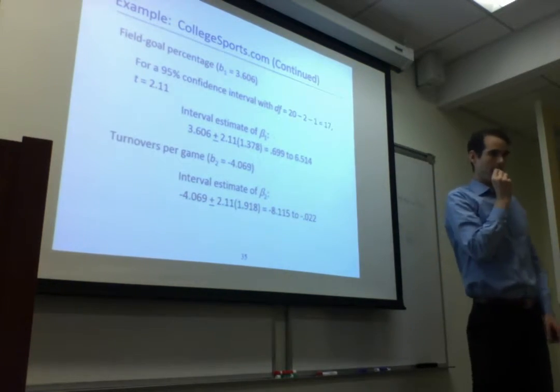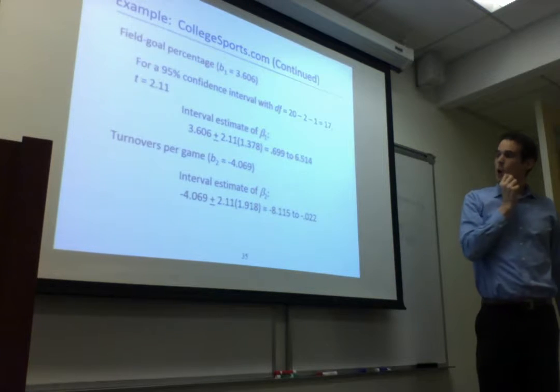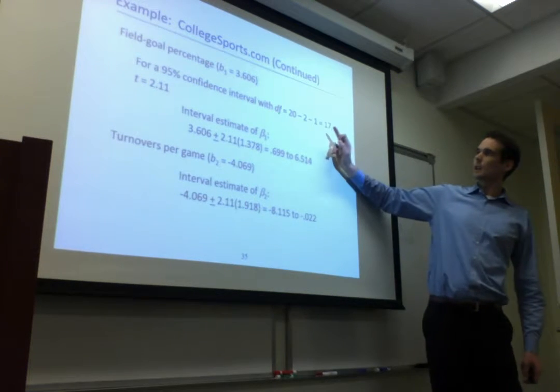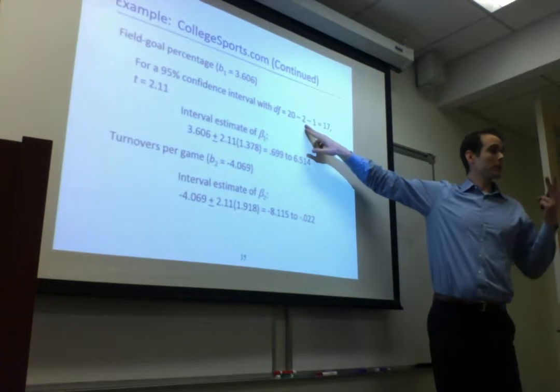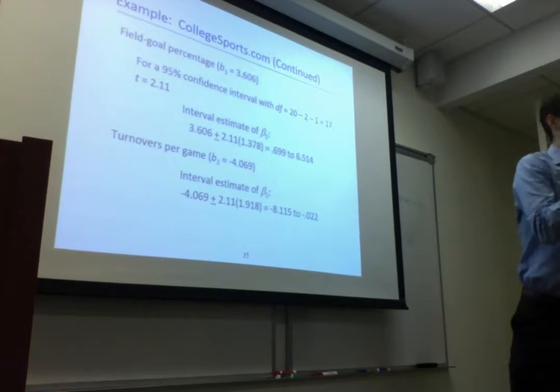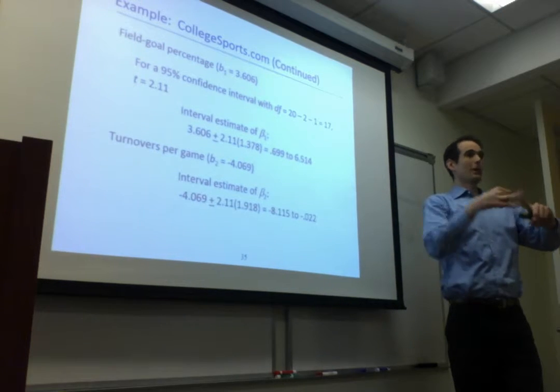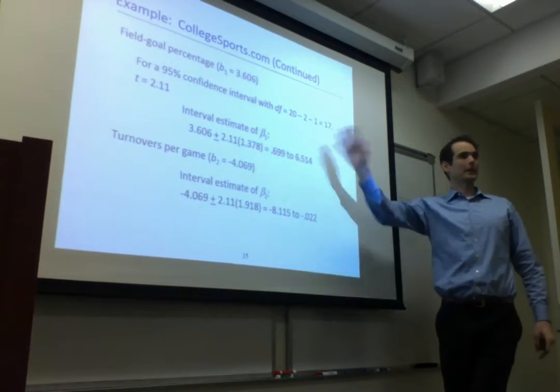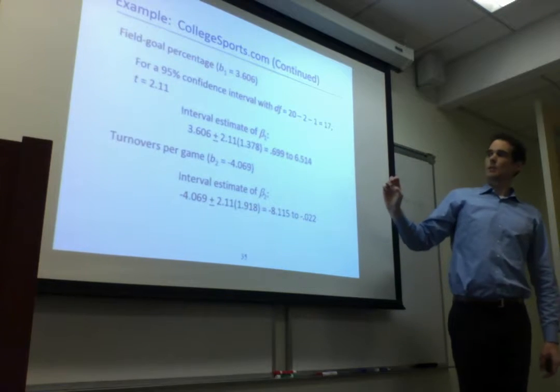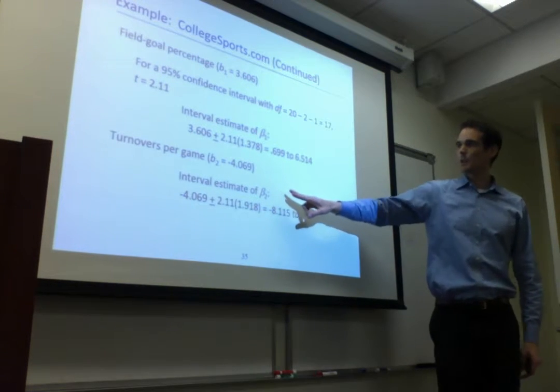Yes, Lynn? Is K always 2? No. K is the number of independent variables. In this case, we have 2 independent variables: field goal percentage and turnovers per game. We could have like 10. Last week we only had 1, so we didn't even need to introduce K. All right. Same thing here.